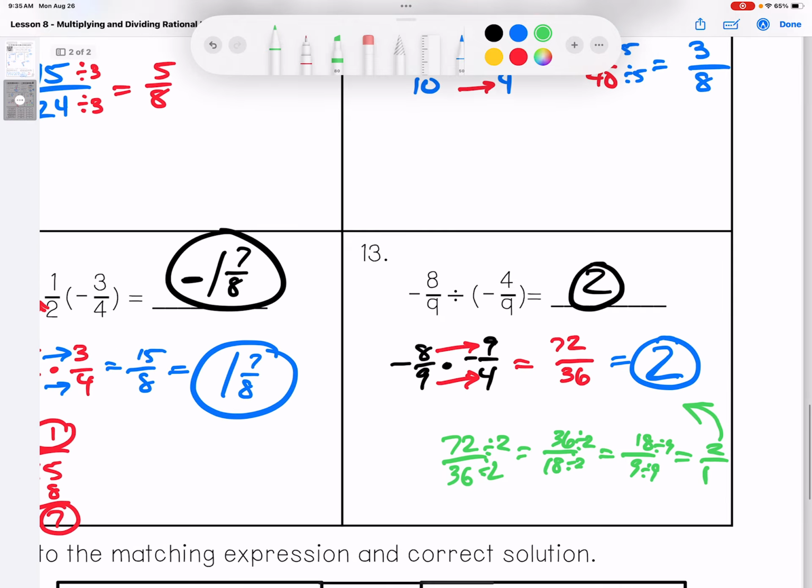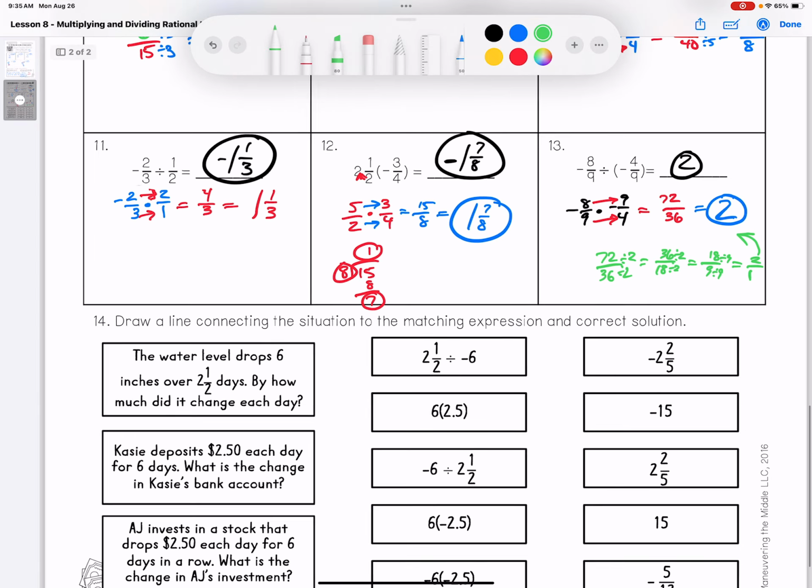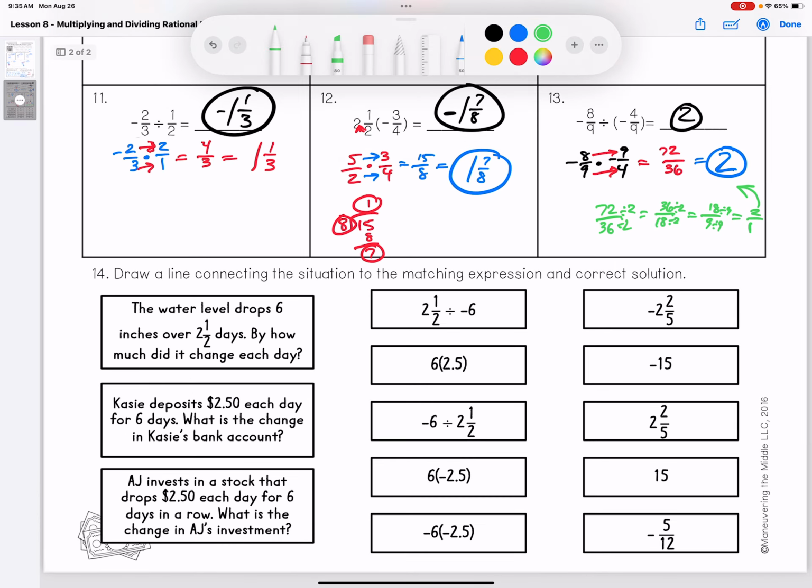All right, beautiful, beautiful. It's just beautiful, guys. It's just absolutely beautiful. All right. Almost done.